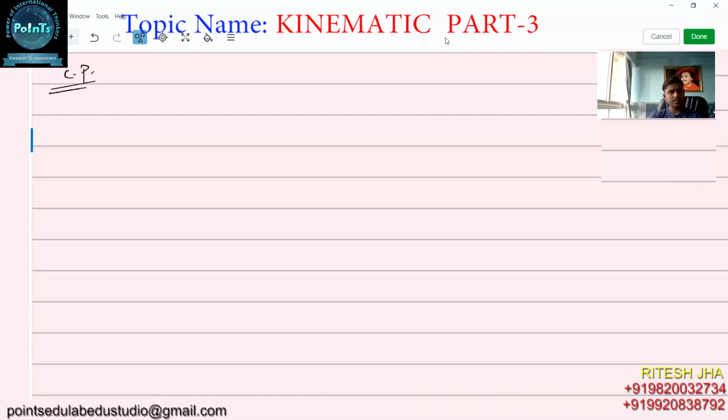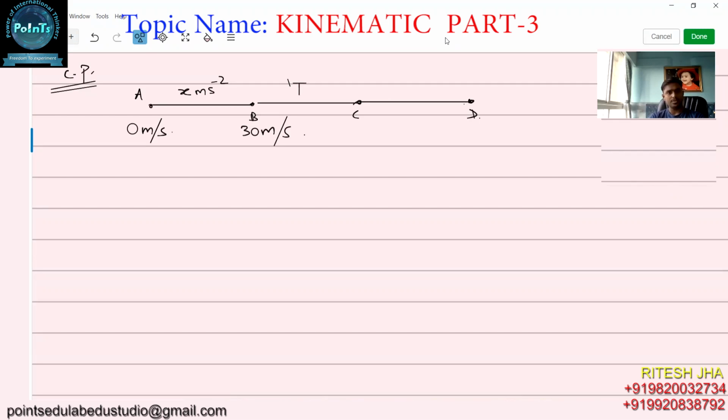So the question was, you're starting from point A, going to B, then C, and finally D. You're starting from rest, that is 0 meter per second, and accelerating with x meter per second square to reach a speed of 30 meter per second. Then you go with constant speed for t seconds. That means here also the speed is 30 meter per second. And then you are decelerating at negative 3x meter per second square to come down to 0 meter per second.